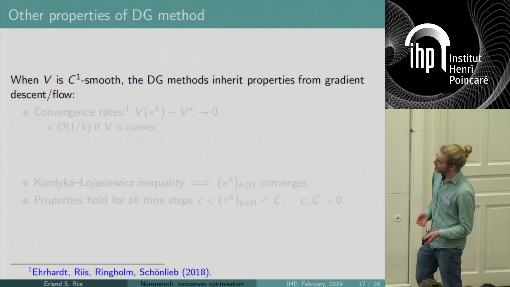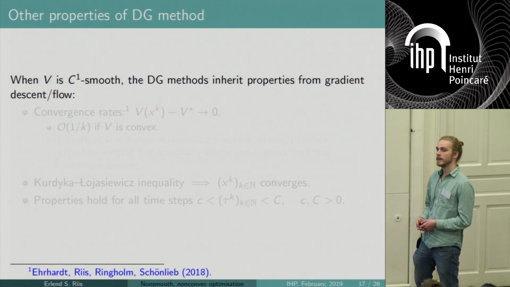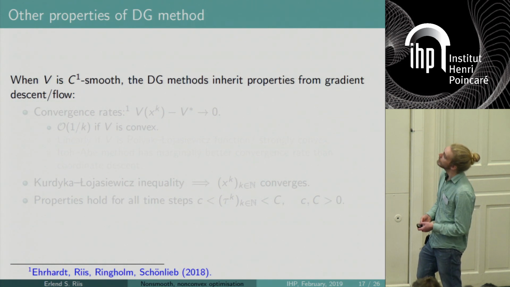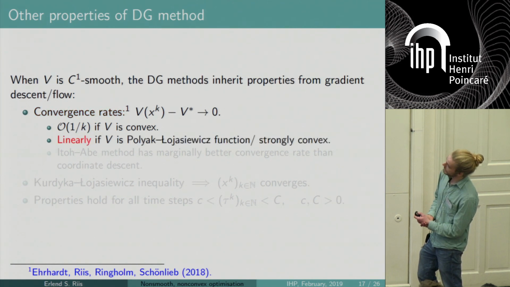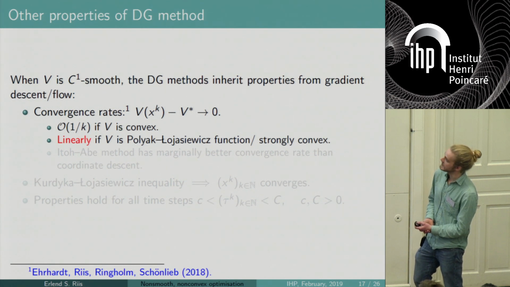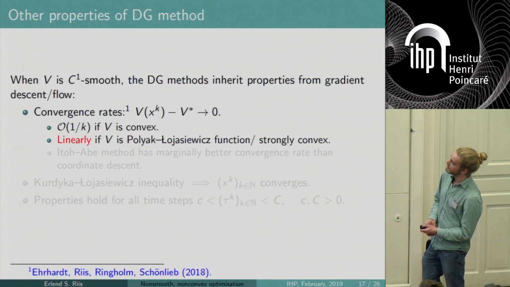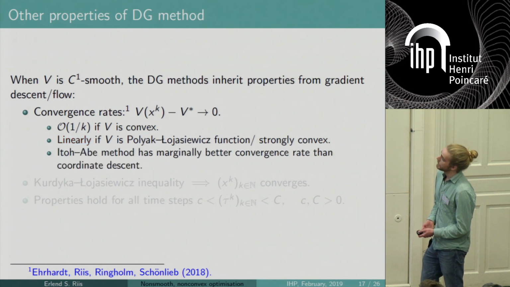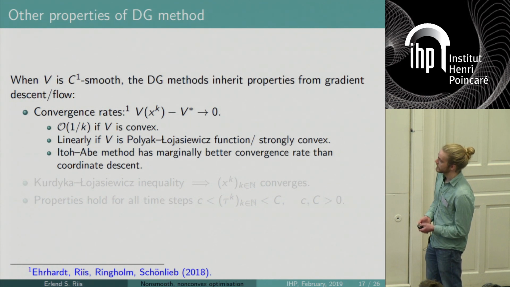Another nice thing about this study is that if you assume that the underlying function is actually C1 smooth, then you can still infer properties inherited from gradient flow. So you get standard convergence rates: the function value vanishes as 1 over k if V is convex. It vanishes linearly if V is a Polyak-Lojasiewicz function or if it's strongly convex. And the convergence rate is also marginally better than the convergence rate of coordinate descent.